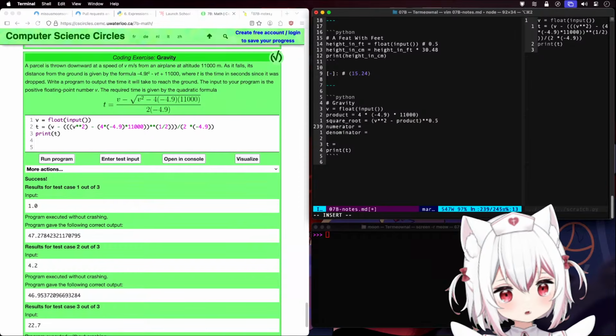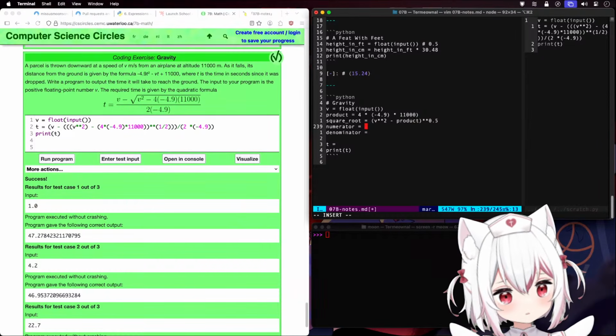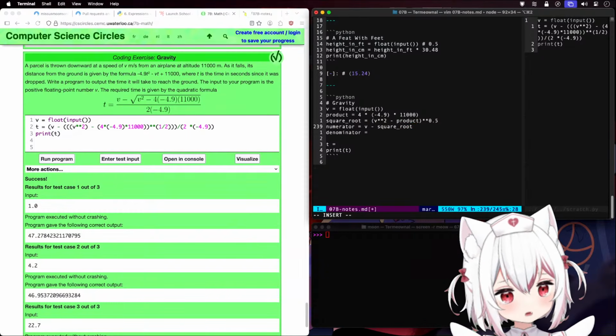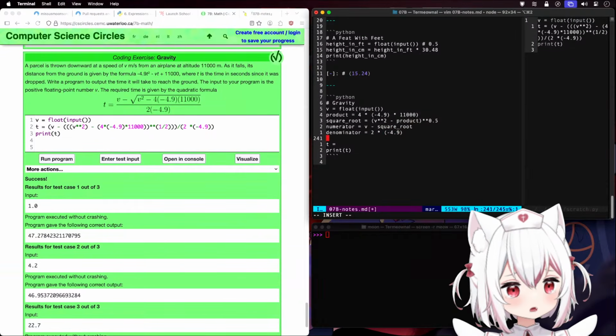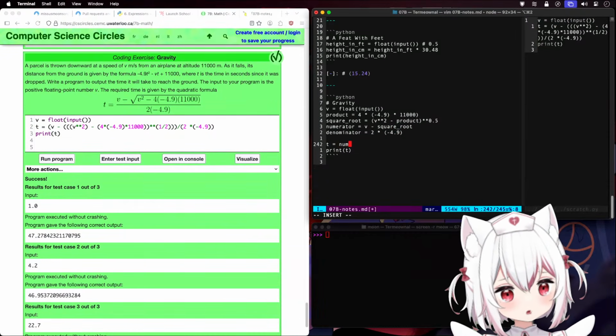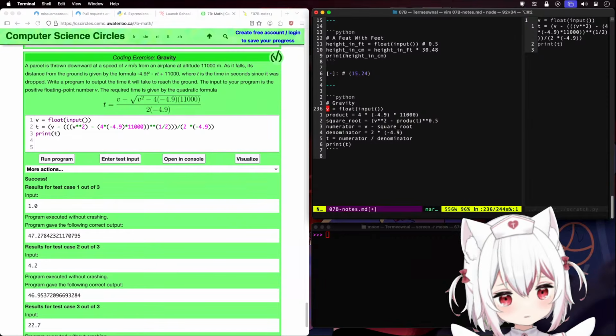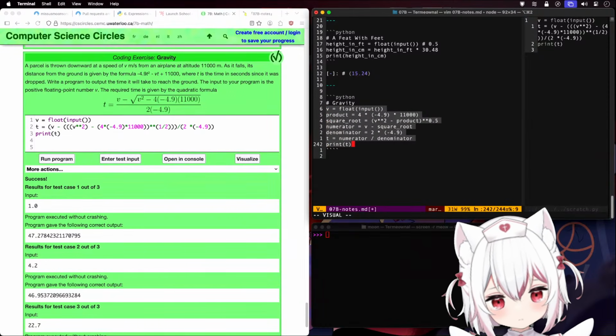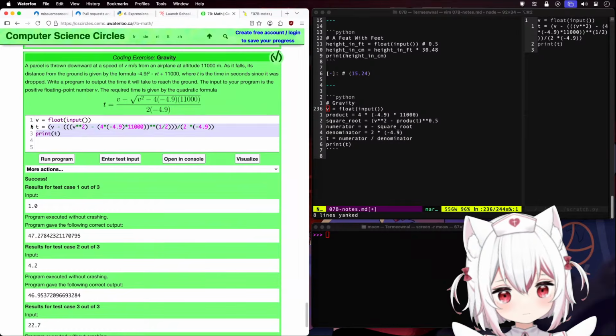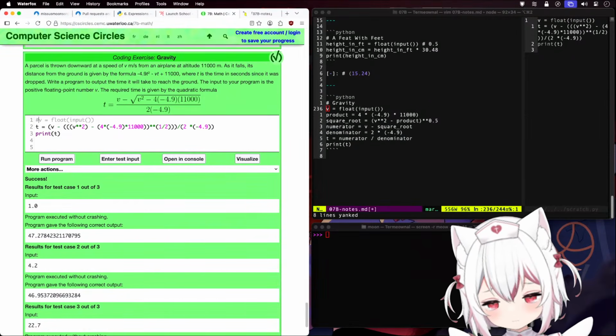Then let me just double check. So it's v squared minus that whole product and the square root of that, and the numerator will be v minus the square root, and then the denominator is just 2 times negative 4.9, and then we get t is numerator over denominator, and then this should also work. I kind of want to keep this though, because I think it looks cool.